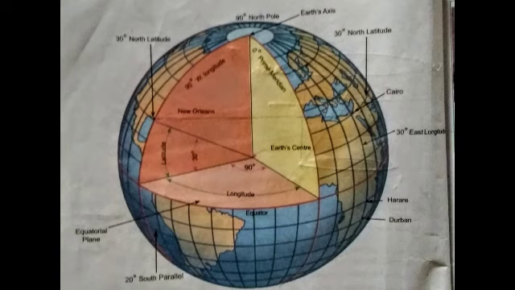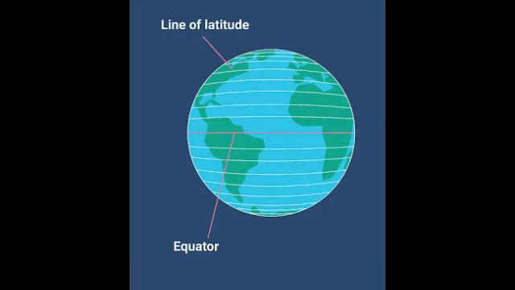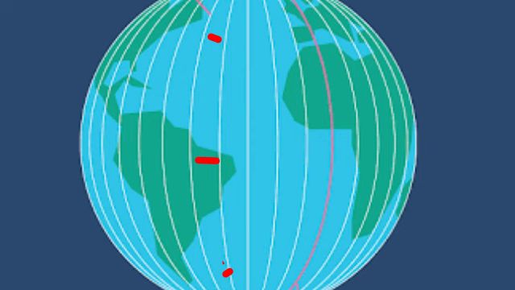Students, if you see figure 1.6, in this figure 30 degree east longitude has been shown. On this 30 degree east longitude, Cairo, Harare and Durban in Africa are located. Though the earth is huge in size, we can tell the exact location of places on the earth using latitudes and longitudes. Note that the distance between two adjacent parallels is the same everywhere, but the distance between two adjacent meridians is not the same everywhere.